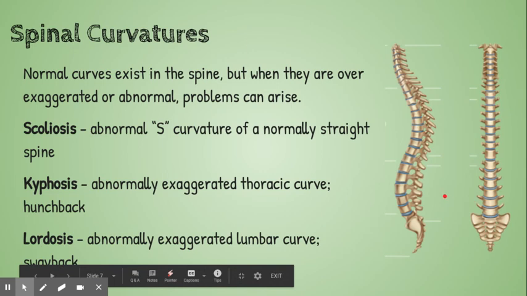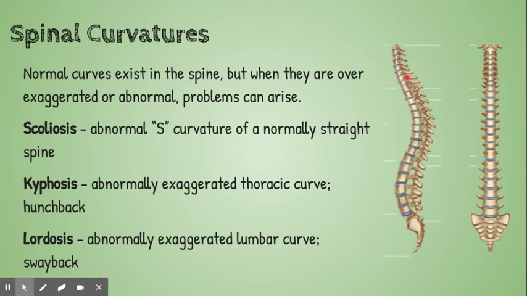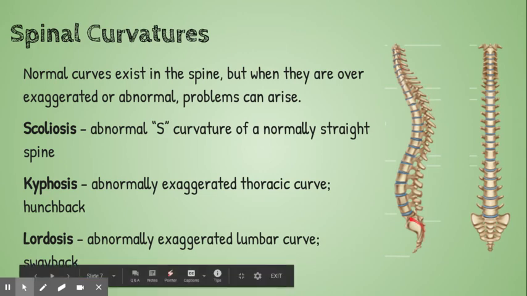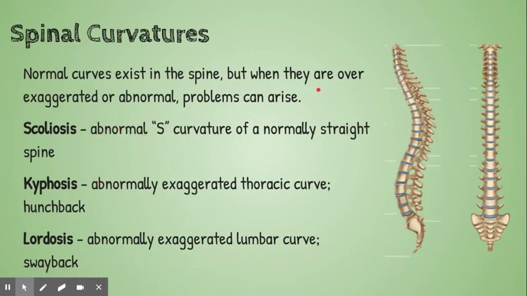If you're facing towards the side, so this individual would be looking this direction, this would be their neck, their upper back, their lower back, and their bottom right here. You have natural curves to your spine that are supposed to be there. But when they're over exaggerated, that's going to cause a problem. Scoliosis is an S curvature. This part of the spine is supposed to be straight, so if we have any curvature of the spine here, that is going to be scoliosis.